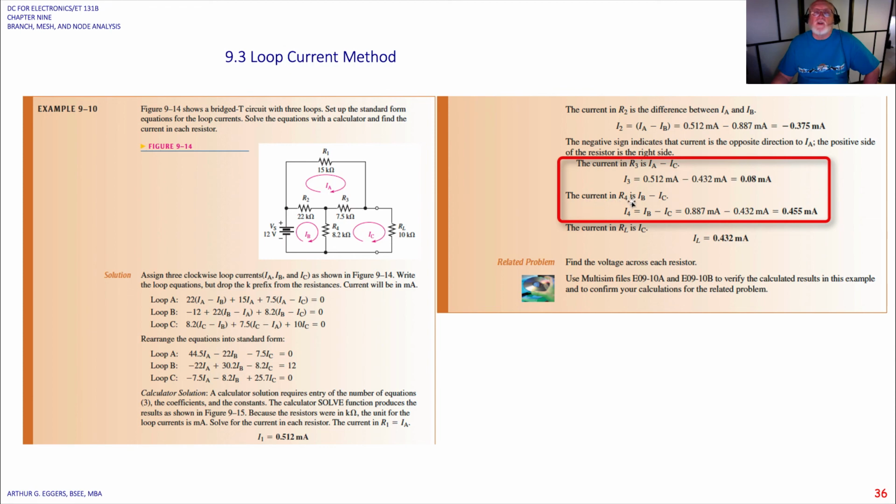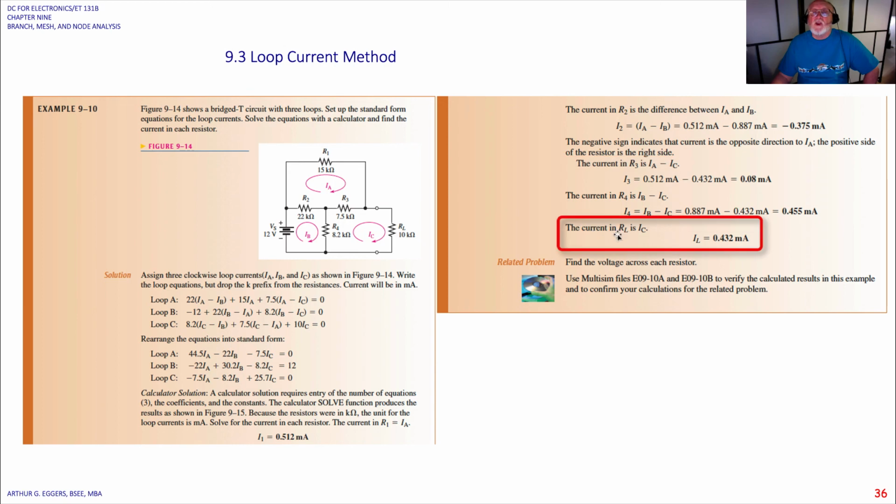The current in R4, right here, just opposite the source, gives us I sub B minus I sub C, which gives us 0.455 milliamps when we take the difference in those two currents. And then the current through the load, again, is only current C, so current through the load is 0.432 milliamps. Okay, so they've jumped some steps here and they used the calculator solutions. Again, pull out your calculator and try that for yourself as a learning exercise.